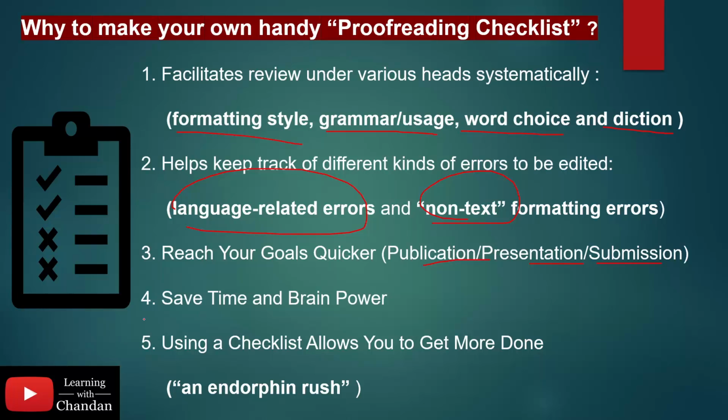Next, creating a checklist will help you save time which you spend trying to remember which sections of proofreading you have covered and which ones are pending. So a handy checklist of proofreading items will help you to quickly revise and review under various subheads, and it will definitely save your time and brain power.